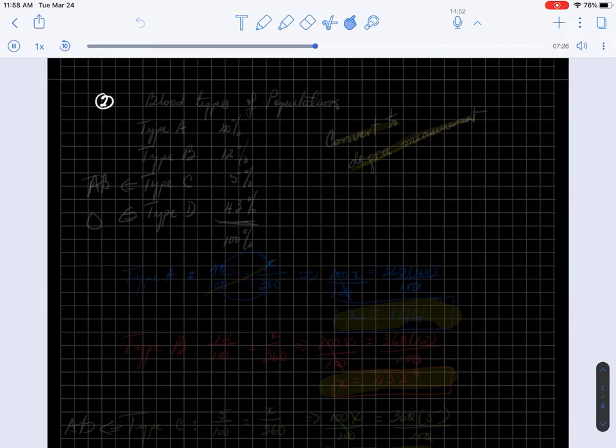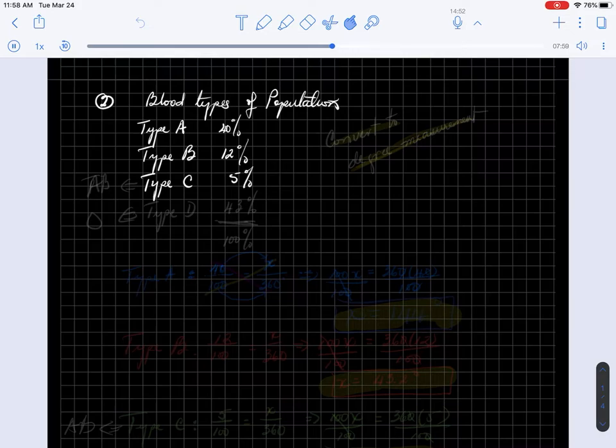Okay, let's say I have some blood types. Insert population. Let's say type A is 40%. Type B is 12%. Type C is 5%.